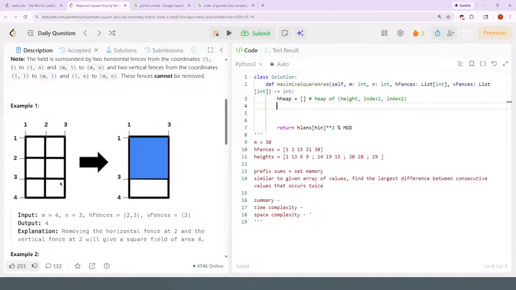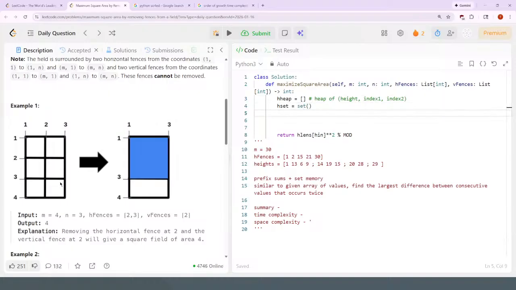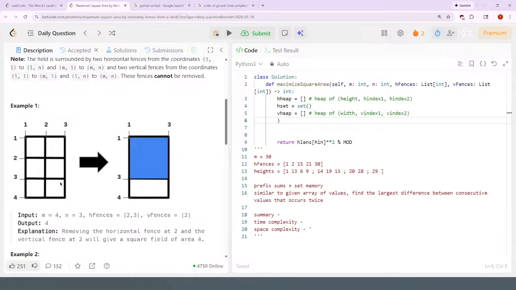I think I need a set for that H set, just to not have duplicates in my heap. And then I need to have the same thing for my vertical heap. It's going to be a heap of tuples that are, I guess, the width, the index 1. This is the H index 1, H index 2. And this is the vertical index 1, vertical index 2. And I need a V set.